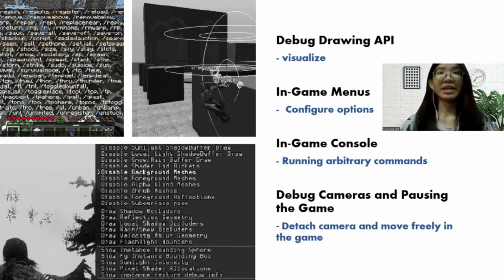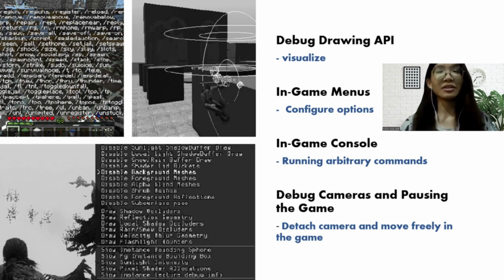Besides, we also have the in-game console. It is an addition to the in-game menu. It provides command line interaction with the game engine features. Therefore, the developer can build and manipulate global engine settings as well as run arbitrary commands.